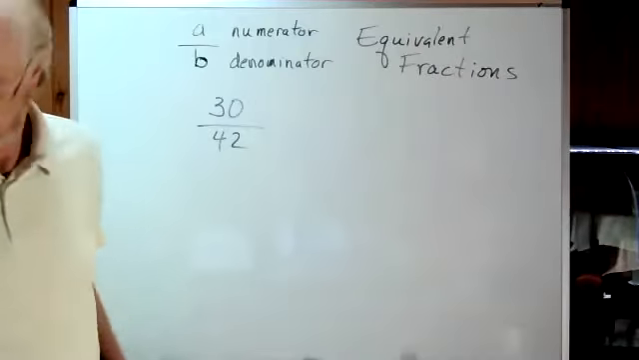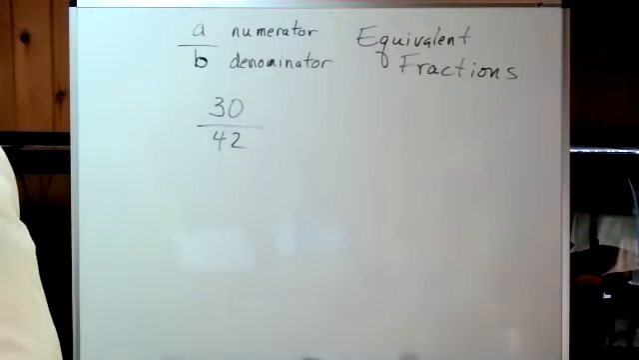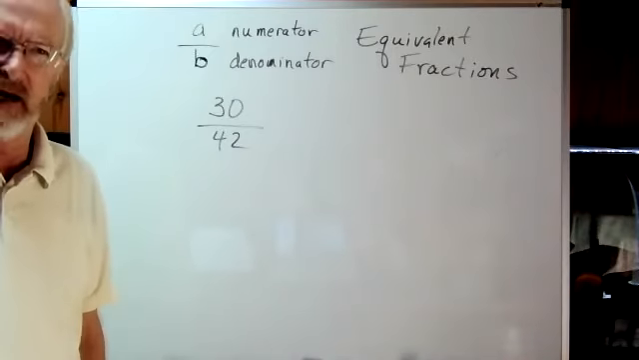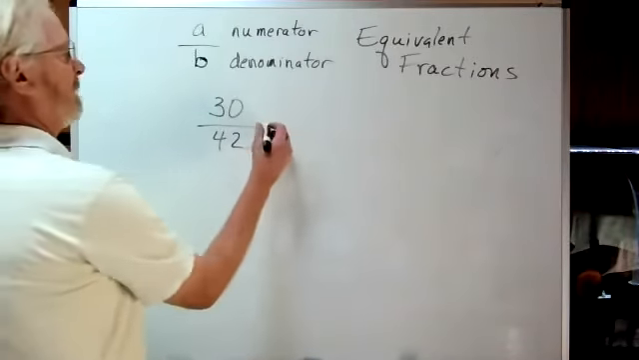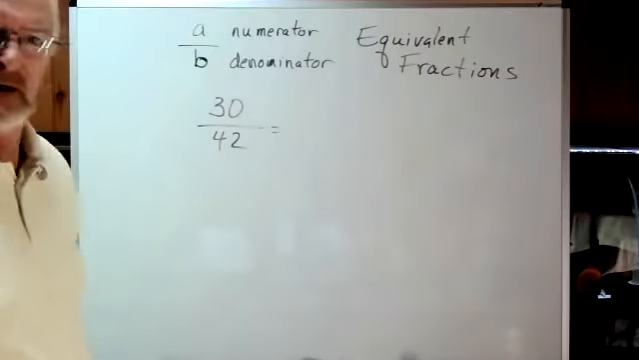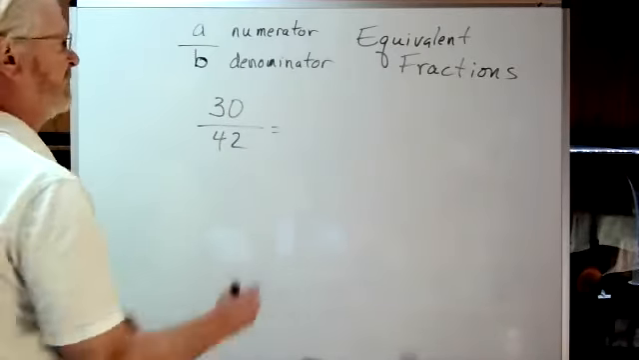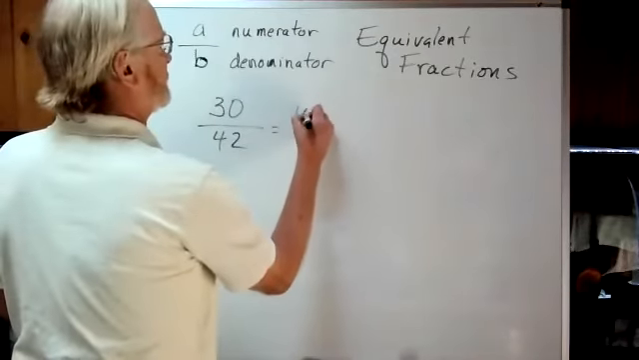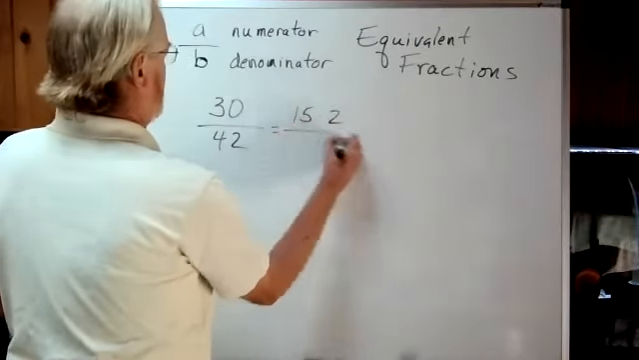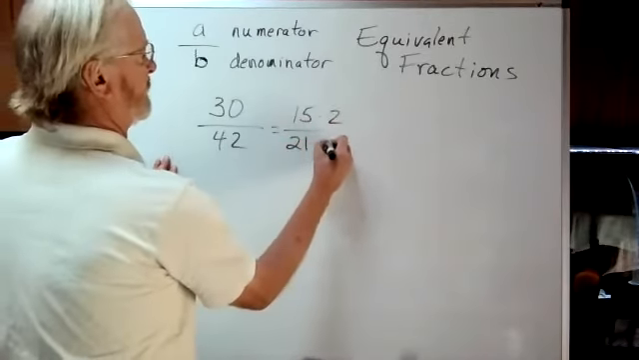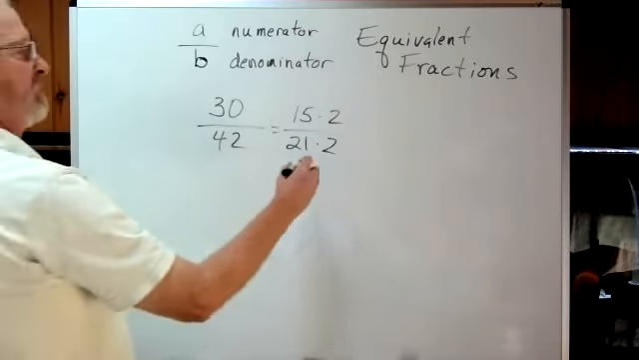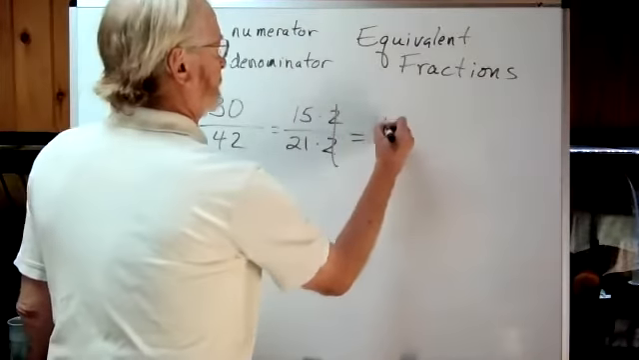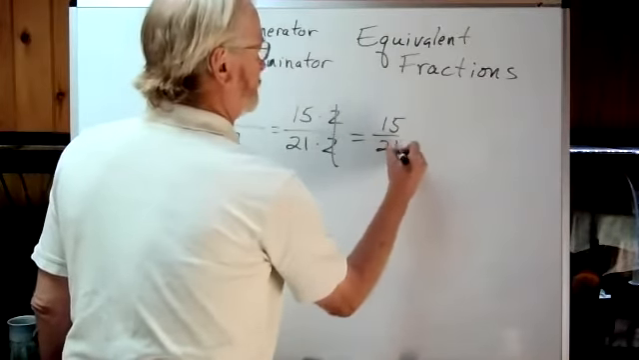Again, similar. Well, here's a couple of big numbers. Maybe there's some common factor that I could use to reduce both of them. Gee, they're both even, so I know I can divide them both by 2's. So this is 15 times 2, and this is 21 times 2. All right, so I could cancel out those 2's. Oh goody, I've got 15 over 21.